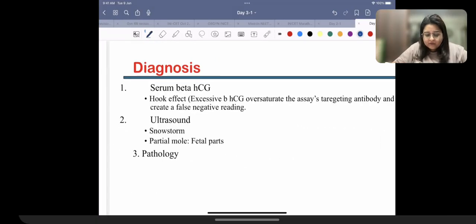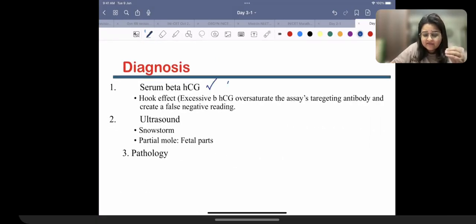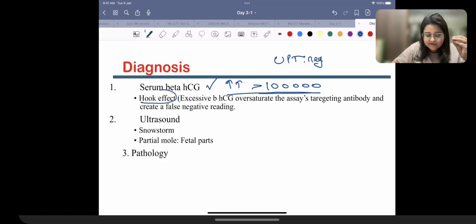Okay, so how will you diagnose this? Beta HCG levels are very, very high. They are more than 1 lakh. Usually if you do the serum beta HCG, you will find very high levels. Sometimes they are so high that when you do a UPT, the UPT shows negative, because this is called the hook effect. Excessive beta HCG can cause a negative urine pregnancy test because it oversaturates the assay. All the antibodies get picked up and it oversaturates the assay. This is called a hook effect, where very high levels can cause a negative urine test.